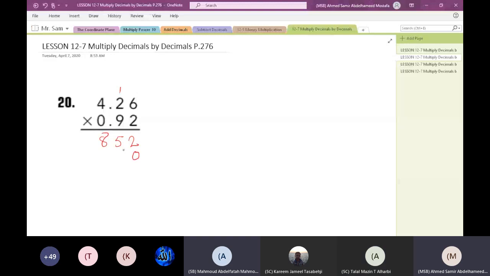And nine times six is 54. Five up and four. Nine times two is 18. 18 plus 5 is 23. And nine times four, 36.